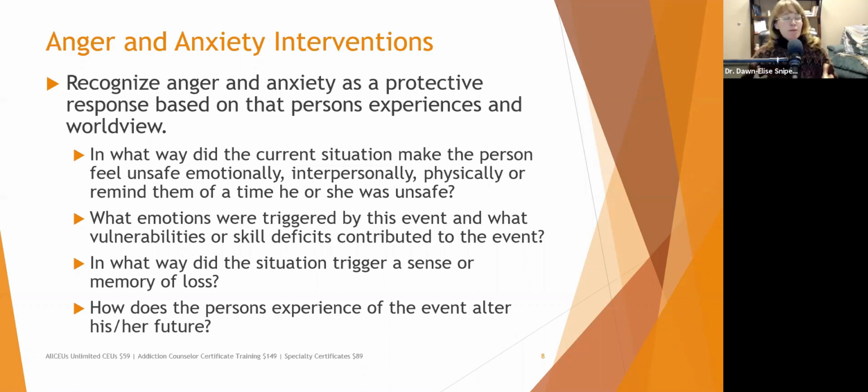Have people examine when they feel angry or anxious. In what way does this situation make me feel unsafe emotionally, interpersonally, or physically, or remind me of a time when I was unsafe? That's one of those questions that they can ponder. And safe may not be the right word. We may have to massage that a little bit.